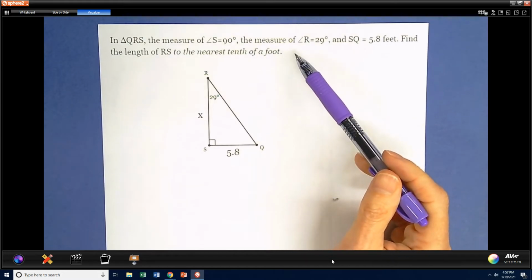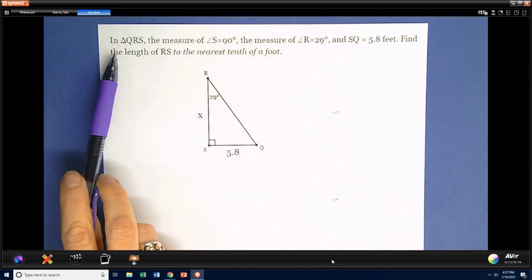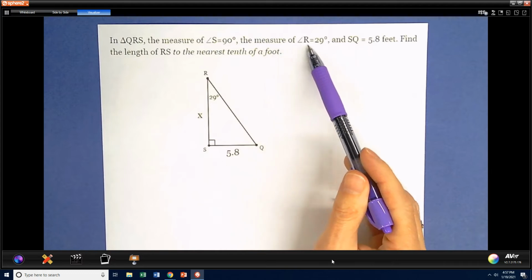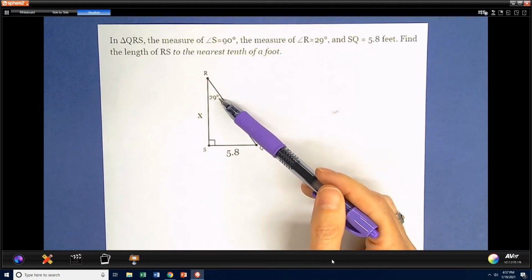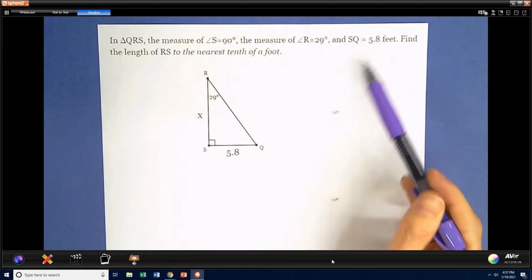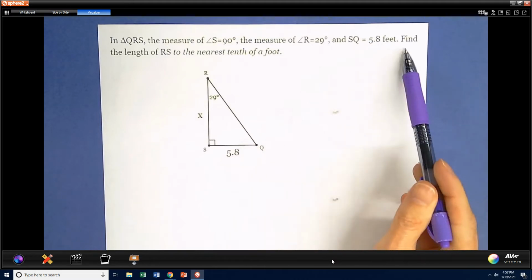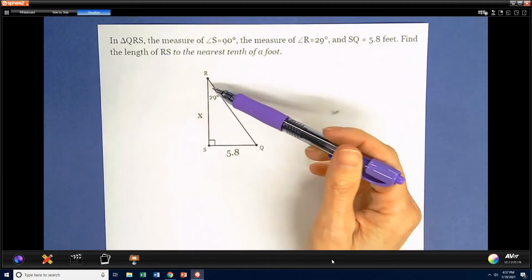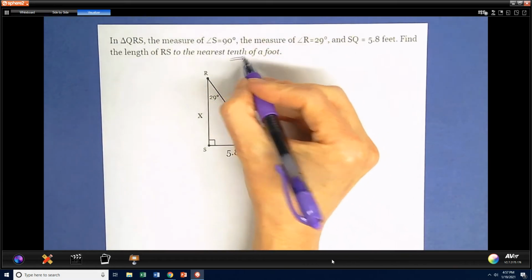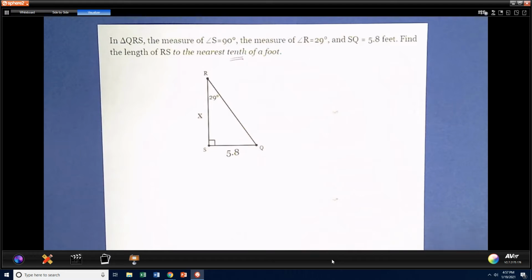You always want to double check that there's not other information given to you in the written statement of the question at the top. In triangle QRS, the measure of angle S is 90, the measure of angle R is 29, and SQ is equal to 5.8 feet. Find the length of RS to the nearest tenth of a foot. Pay attention to how accurate they want your answer to be.